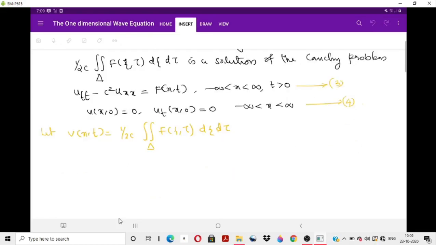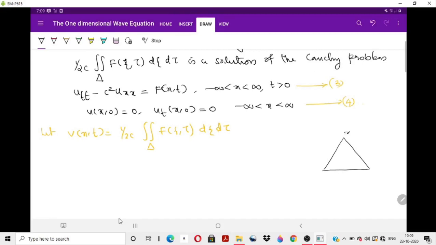Now, the characteristic triangle is, we know, for the arbitrary point (x,t), with the upper vertex as (x,t). Here the dummy variables are θ and τ. So let this be the θ axis and this be the τ axis. The horizontal axis is taken as θ and the vertical axis is taken as τ. So the characteristic triangle is this one.